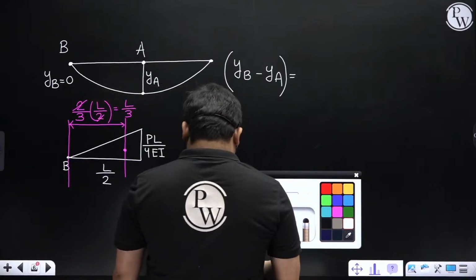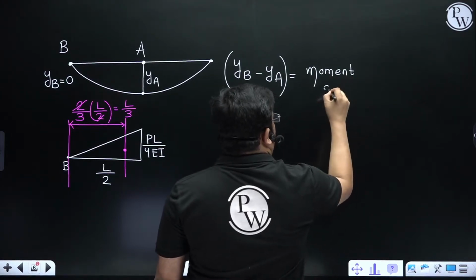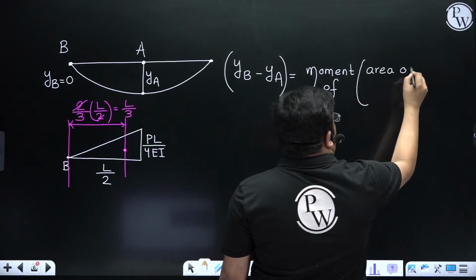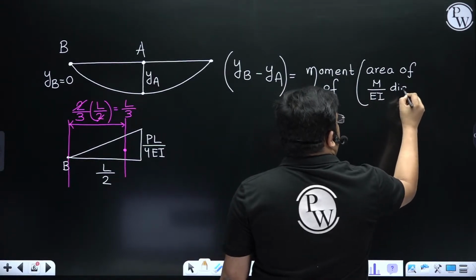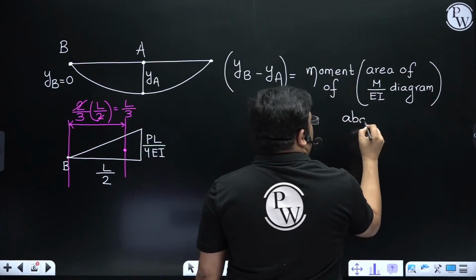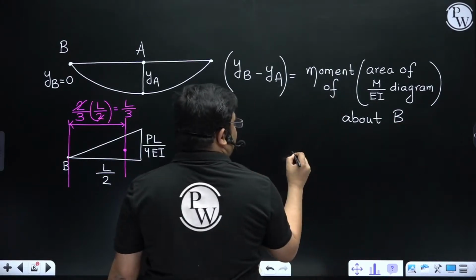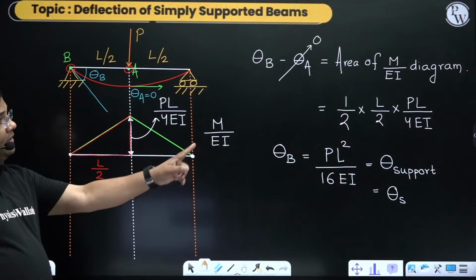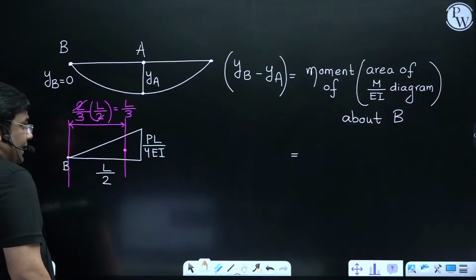And what is the formula? This is the moment of area of the M by EI diagram about B. How to find it out? Very easy. What was the area of the M by EI diagram? You see, this is the area, PL square by 16 EI.